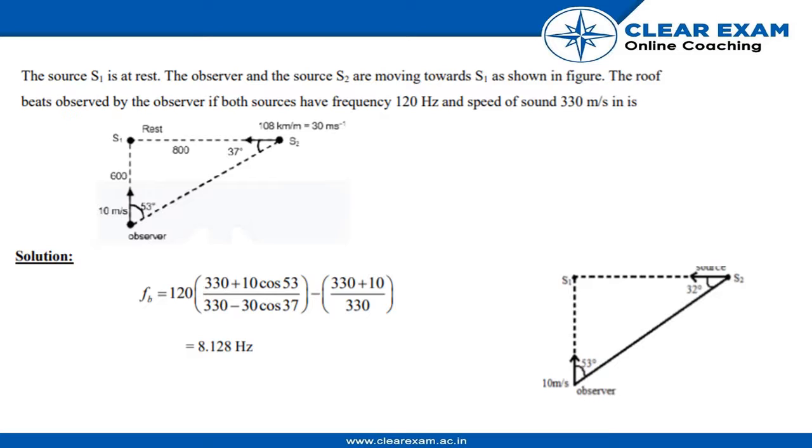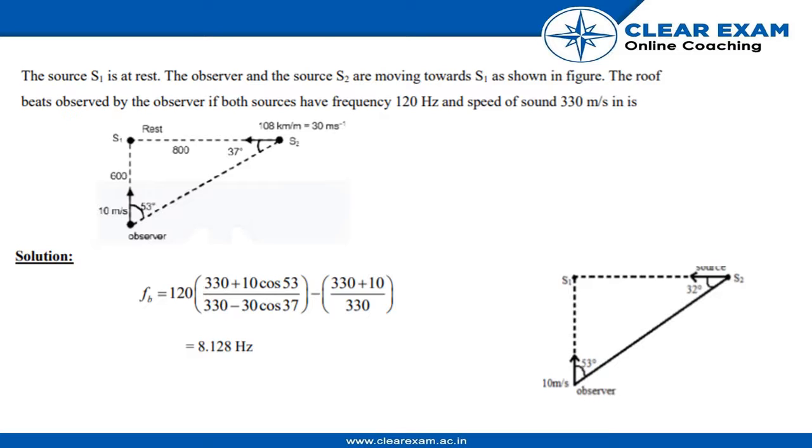Now there is a source S1 given to us, and further it is said the observer and source S2 are moving towards S1. This means there is a source S1 and the observer, and there is another source S2 which is moving towards S1. You can see in the figure. The beats observed by the observer if both have the same frequency and speed.